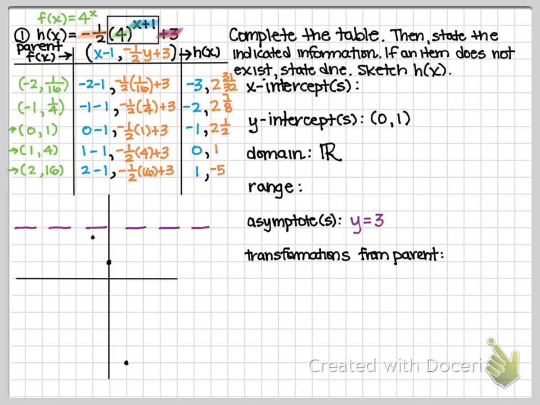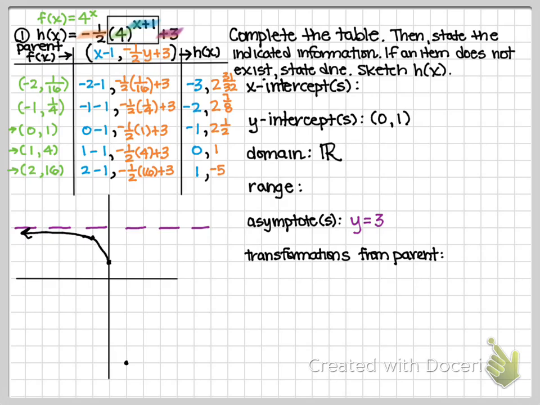Okay, so I got the negative 1, 2.5, 0, 1, and 1, negative 5 plotted. I think I can see what this thing's going to look like. So let's go ahead and give it a decent sketch. Remember, with an exponential, we definitely do not cross or hit the horizontal asymptote. So give it a decent sketch. Make sure, and just kind of follow the points as they're going as best you can.